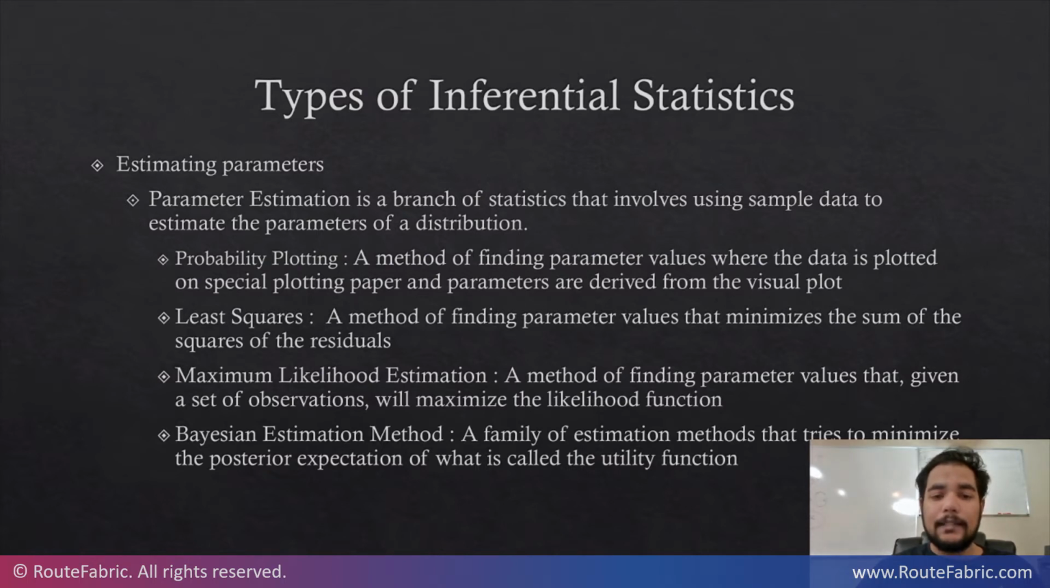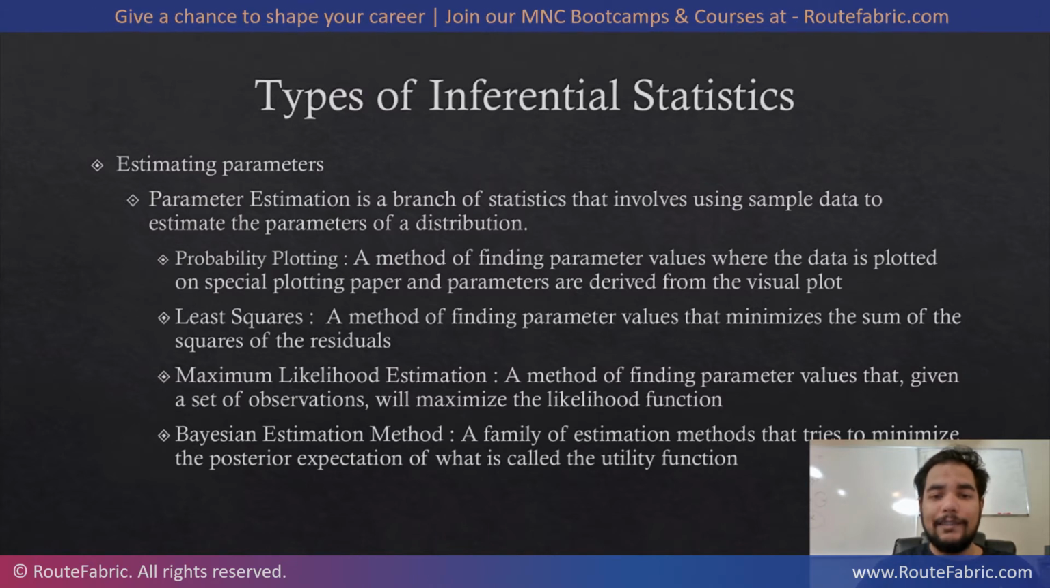Lastly, we have the Bayesian estimation method, a family of estimation methods that tries to minimize the posterior expectation of what is called a utility function.